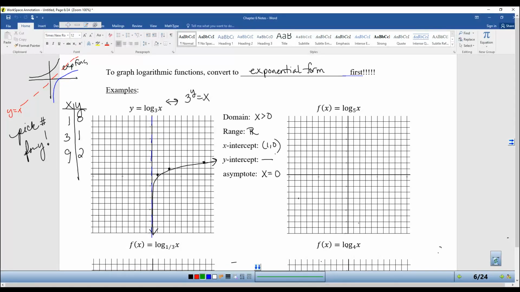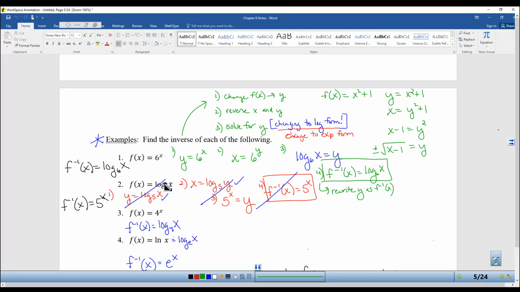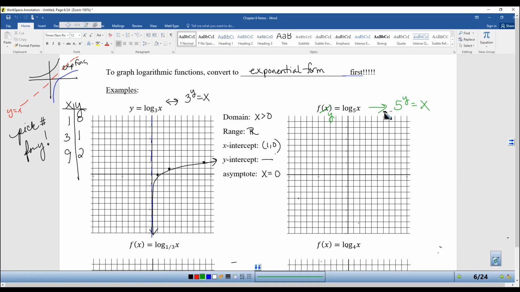All right, on the next one, y is equal to log base 5 of x. In your head, f of x and y should mean the same thing. Don't do that. Change it to exponential form first. So 5 to the y is equal to x. Notice it is not an inverse. These are inverses. This is separate. I want to graph this function, and this function is 5 to the y is equal to x.